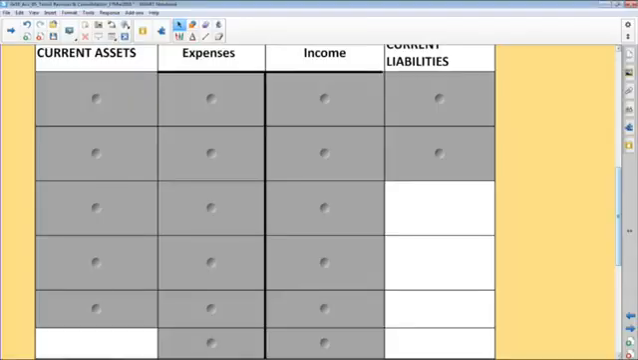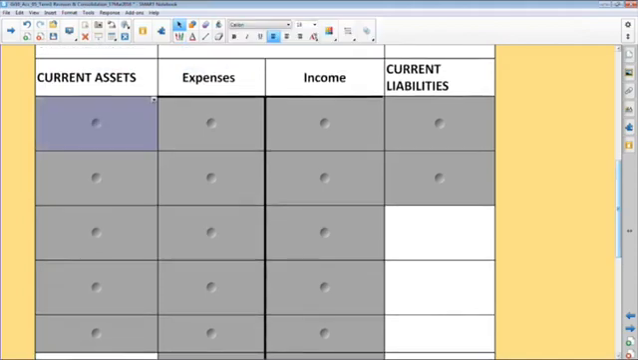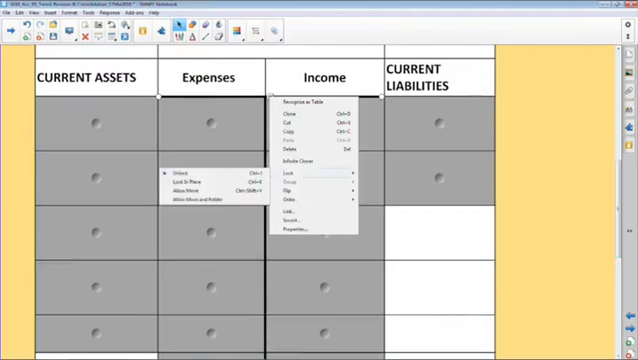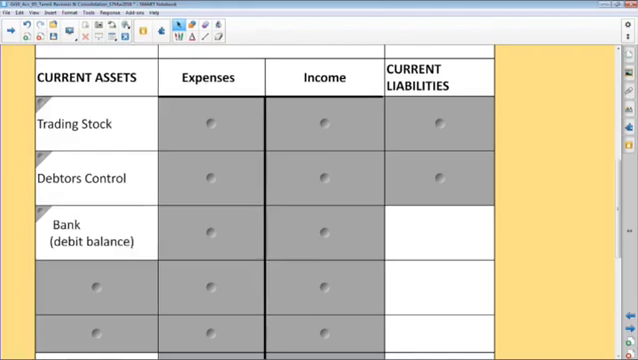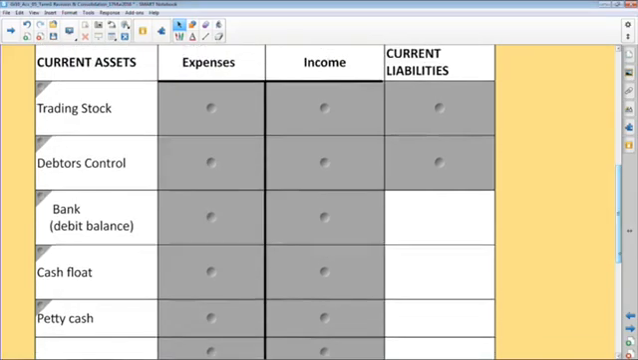Okay, guys, let's look at it. So our current assets, we have, just open it quickly. I see it's not opening. Your current assets will be your trading stock, it will be debtors. Just want to open it for you. Let's quickly unlock it. There it is, trading stock. We have debtors control, bank, when it's a debit balance, we have cash floats, and we have petty cash. As you can see, that's all our current assets.